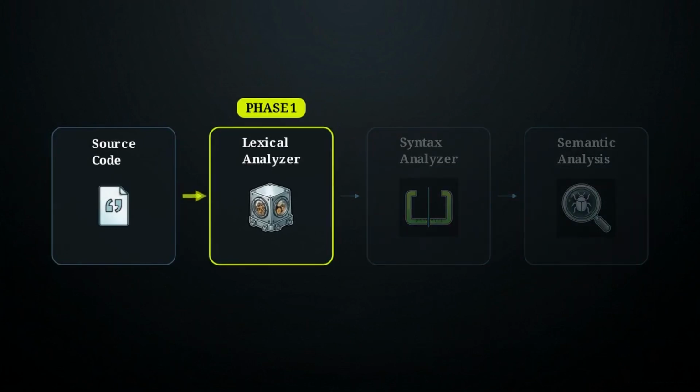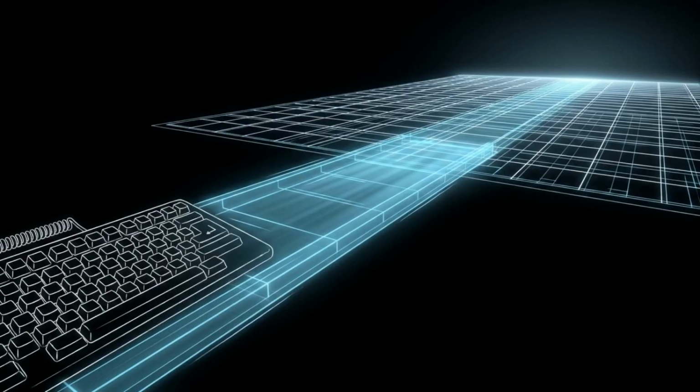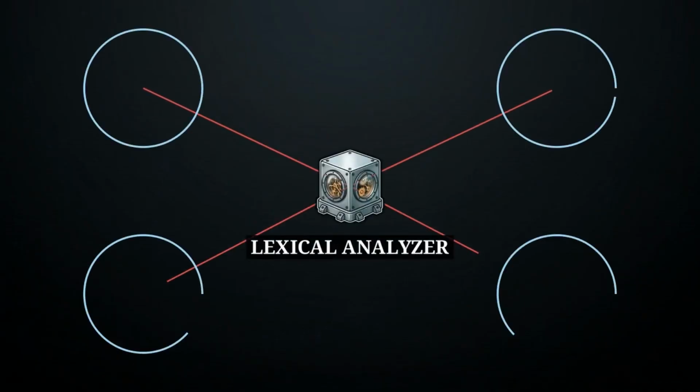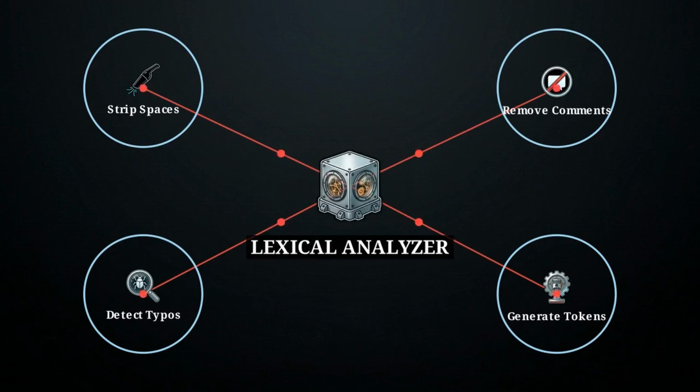This is phase 1 of the compilation process, acting as a dedicated translator. Without this initial translation, the parser is blind to the structure of your code. The Lexical Analyzer bridges the gap between your raw keystrokes and the structured grammar the machine requires. To bridge that gap, the Lexical Analyzer performs 4 silent tasks. It strips out your spaces, removes your comments, detects typos, and generates tokens.